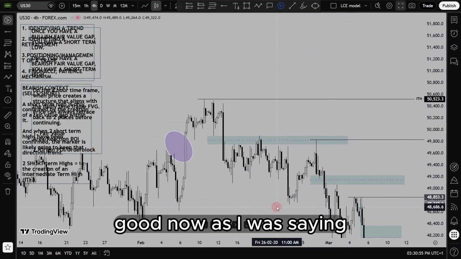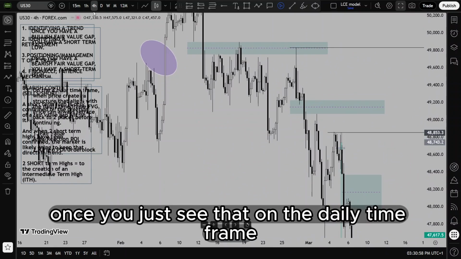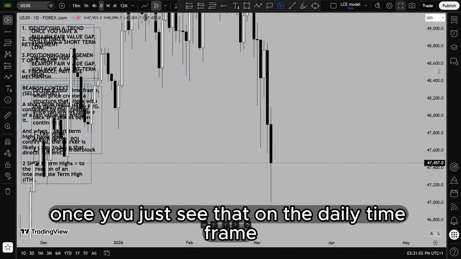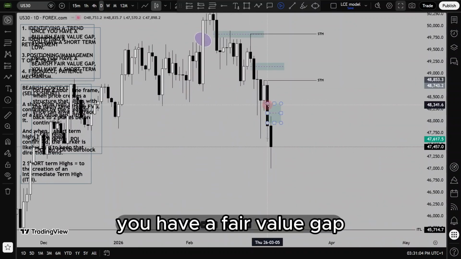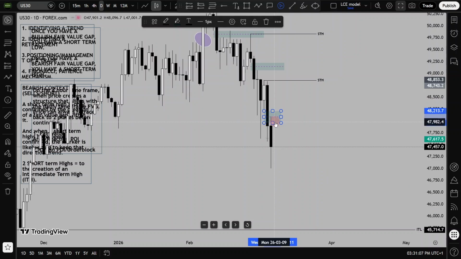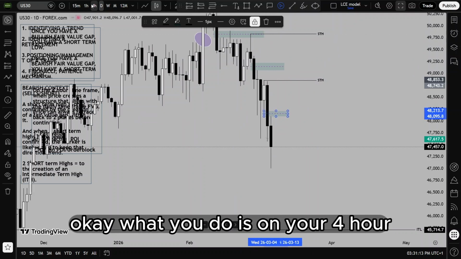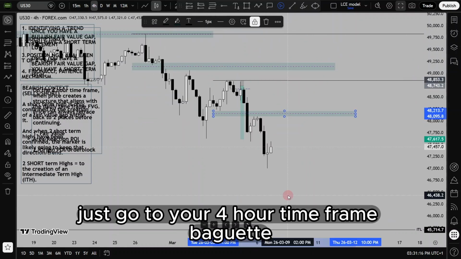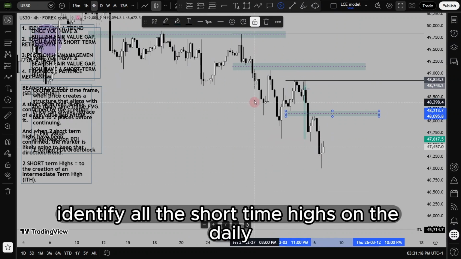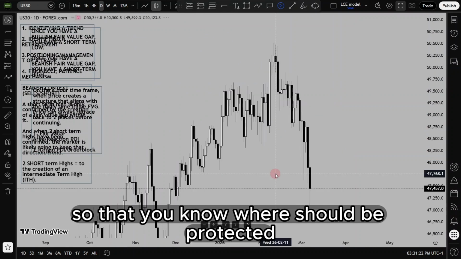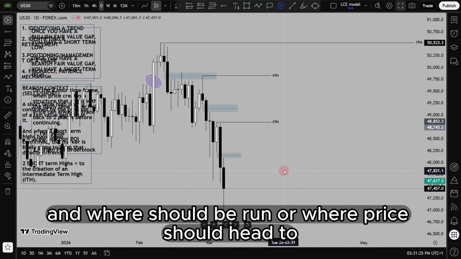Good. Now, as I was saying, once you see on the daily time frame that you have a fair value gap very like this, that means you already have a trade idea. What you do is you go to your 4 hour time frame. Identify all the short term highs on the daily, first and foremost, so that you know where should be protected and where price should head to.